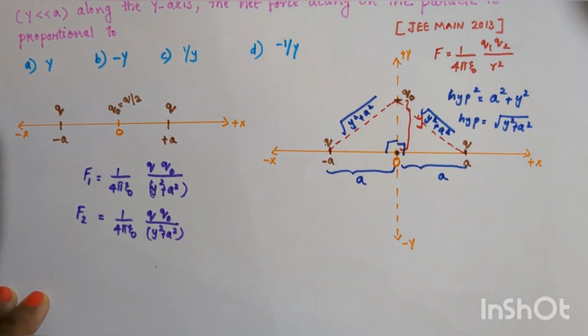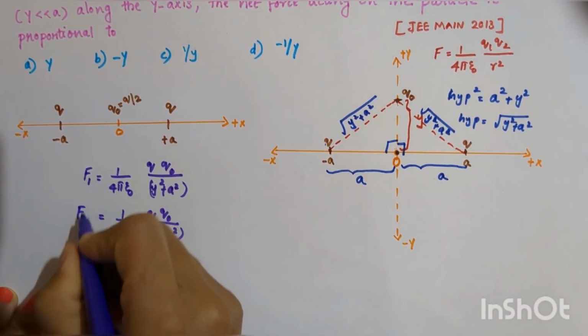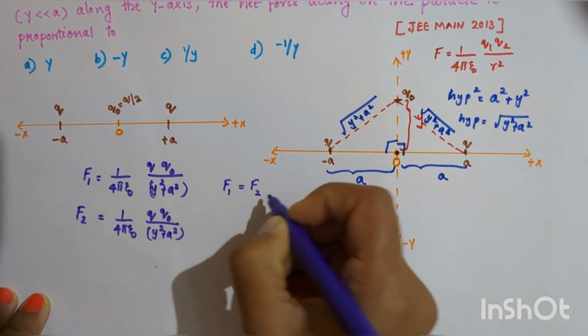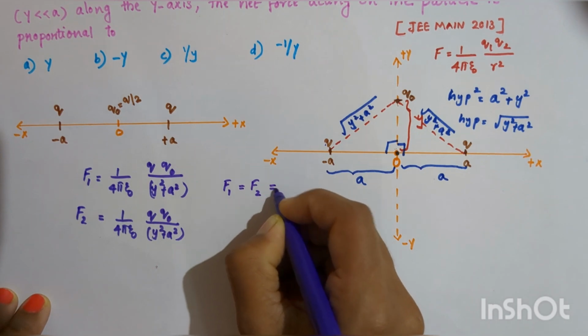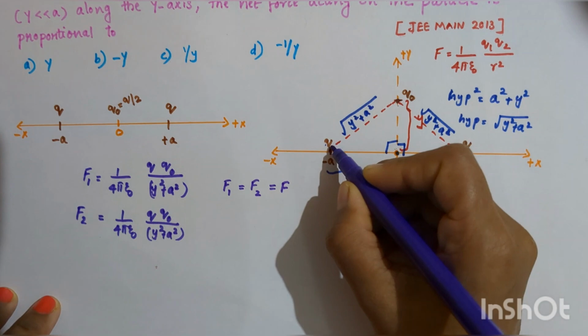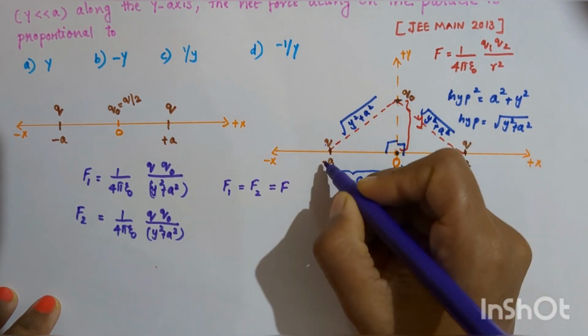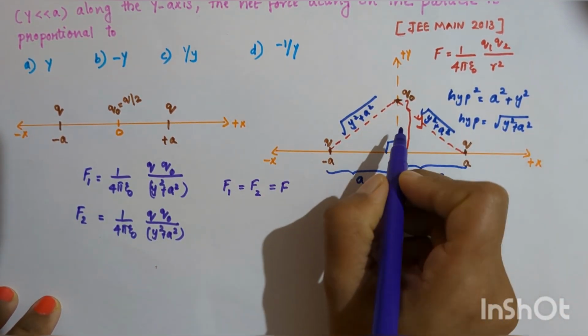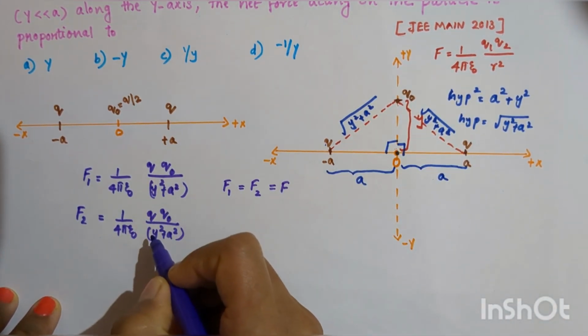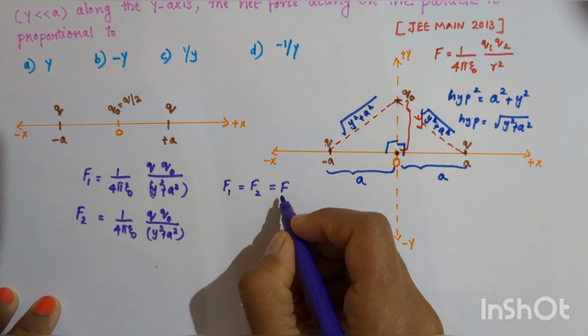Okay, so from this it is clearly understood that the magnitude of the force F1 and the magnitude of the force F2 are both equal. So I am just taking it as F. That is the force acting between q and q0, its magnitude is F1. The force acting between q0 and q this side, its magnitude is F2. Both are equal in magnitude, so I am just taking it as F.